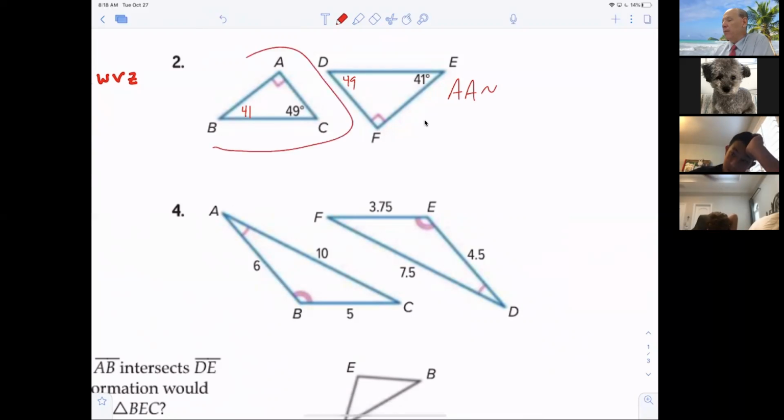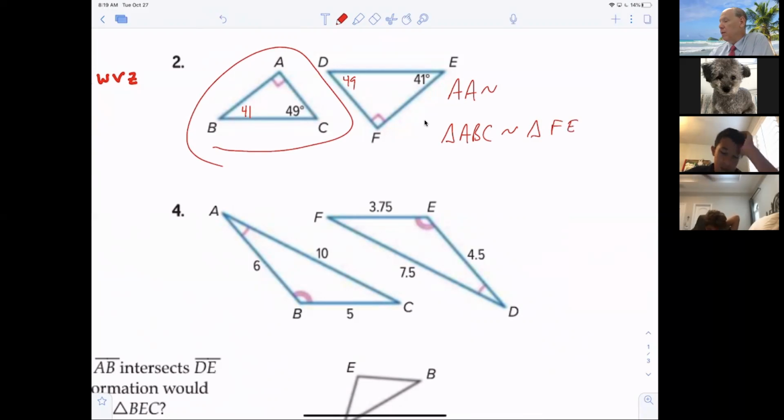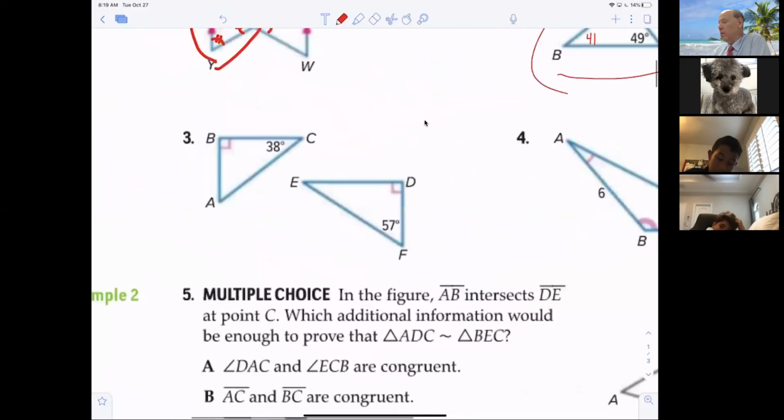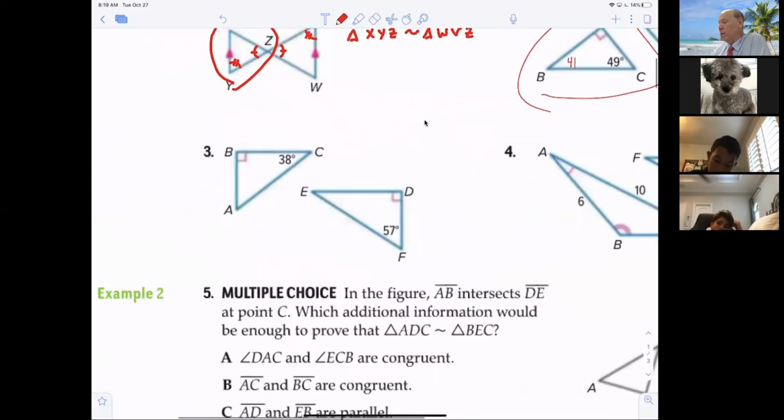So the triangle on the left we'll call what? Triangle ABC is similar to triangle. So A corresponds to F, B corresponds to, and C corresponds to, yeah, I just think that's easy. All right. So now over to number 3.